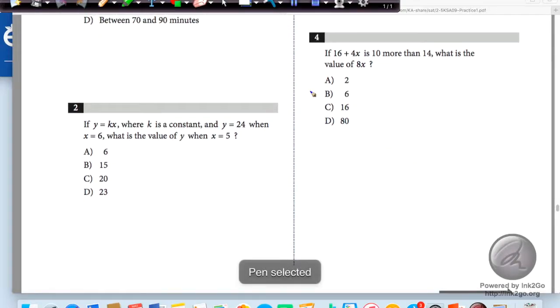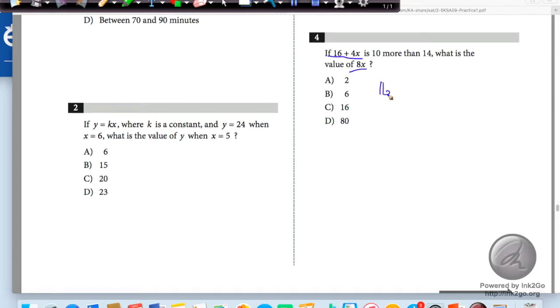It says if 16 plus 4x is 10 more than 14, what is the value of 8x? What this is asking you is, do you understand mathematical terminology? Are you able to take this word equation and put it into an actual mathematical expression?